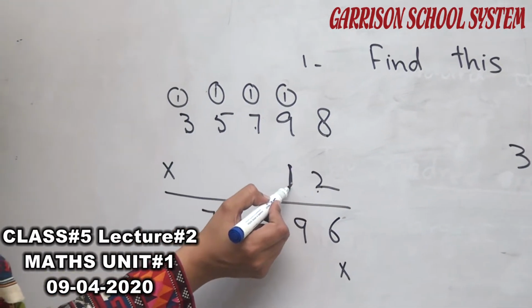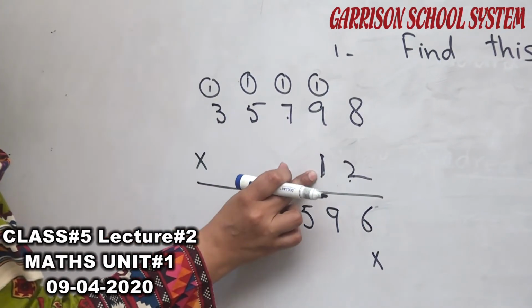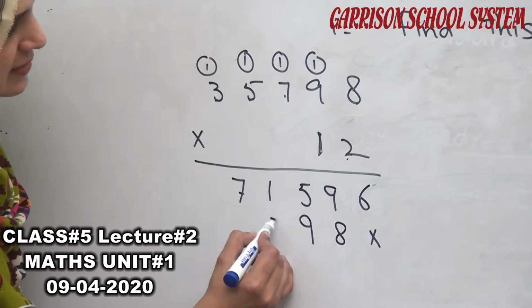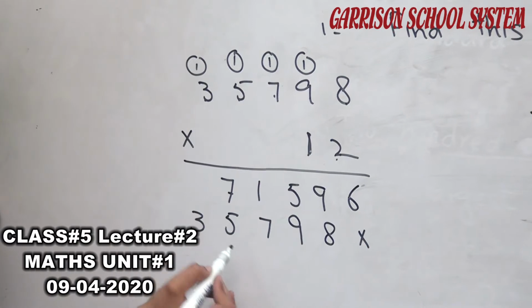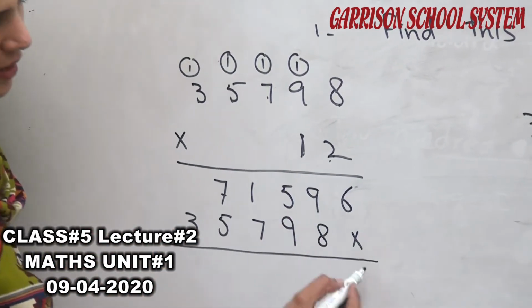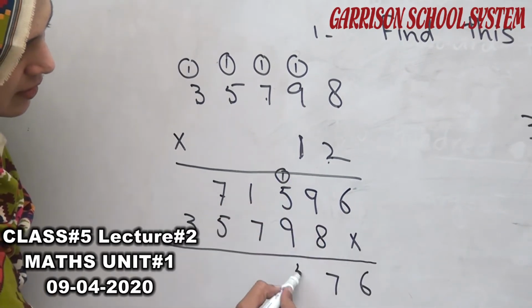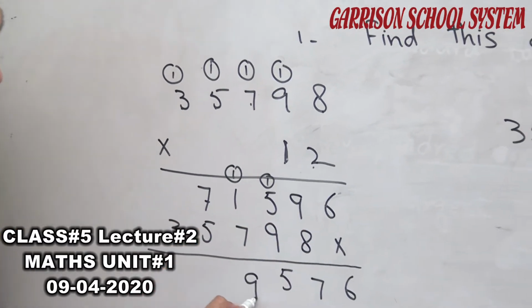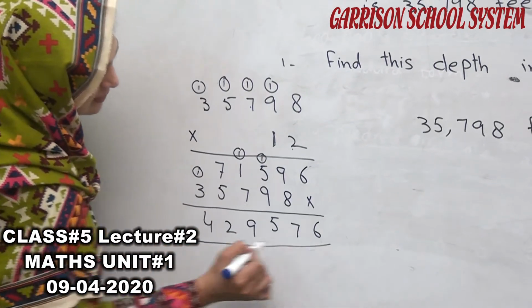This is 1. So when we multiply all these digits by 1, we will get the same digits, like 8, 9, 7, 5, 3, because it is multiplied by 1. After that we will add these numbers. Now we get this number.